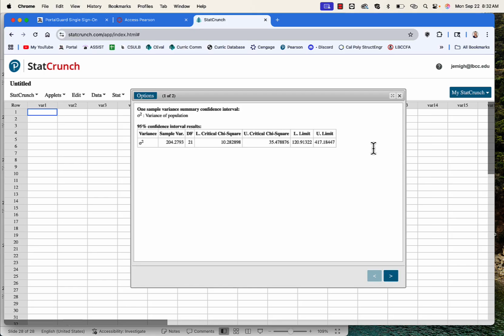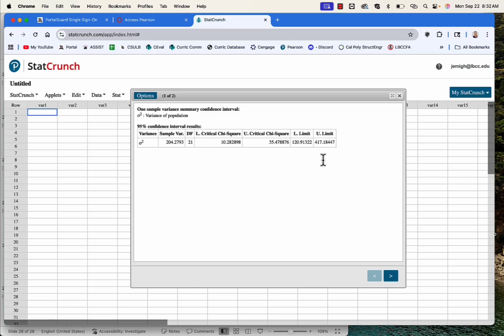Okay, here we have our output screen. DF is 21, one less than the sample size of 22. This 10.282898, that's called the lower critical value. So it's chi-squared capital L. And this one is the upper critical value. So it's like chi-squared capital U. It's 35.478876. Here we have the lower limit and the upper limit.